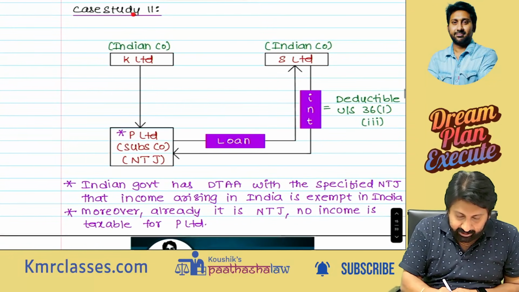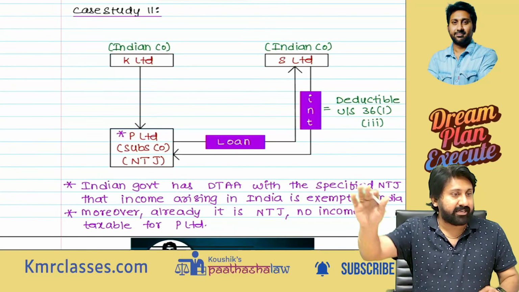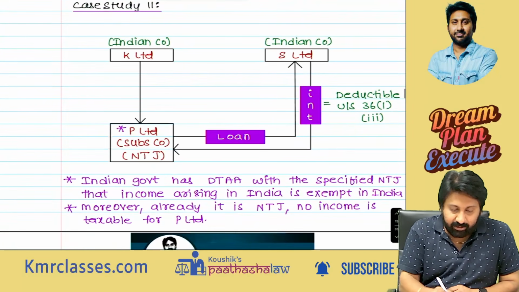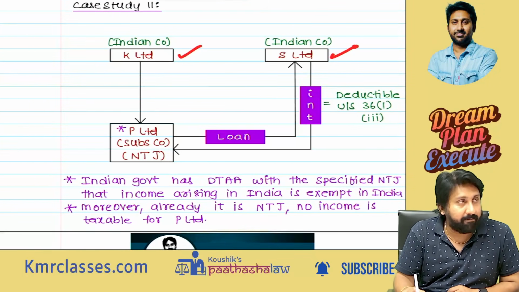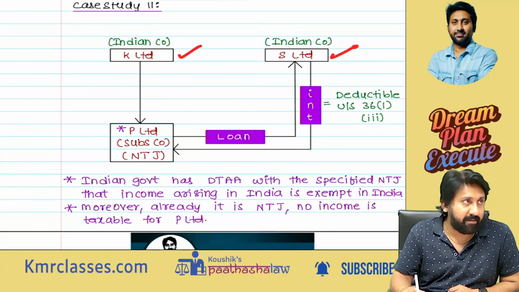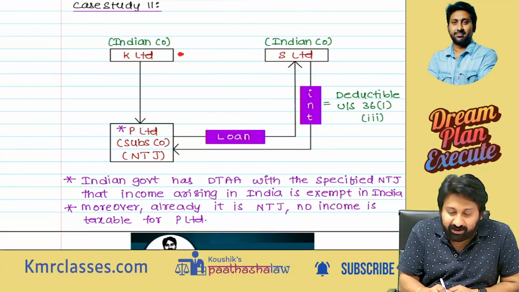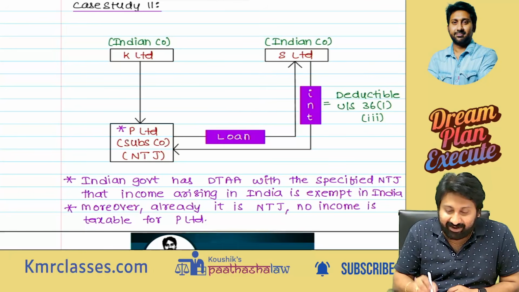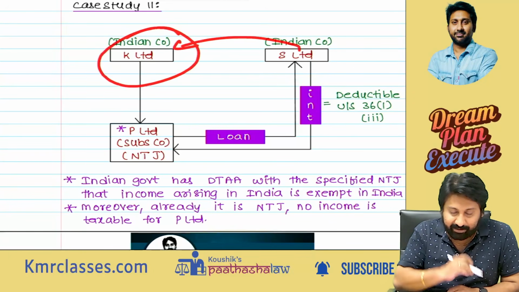Next, case study number 11. Let us take case study number 11. There is a company called K Limited, an Indian company, and another Indian company, S Limited. Actually, K Limited wanted to give a loan to S Limited. If it gives a loan to S Limited, what will happen? S Limited will pay interest that becomes taxable to K Limited.